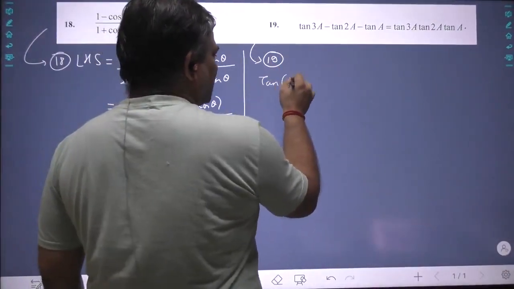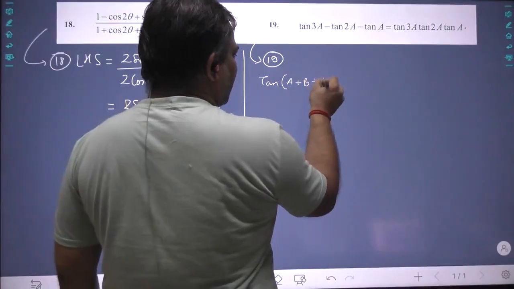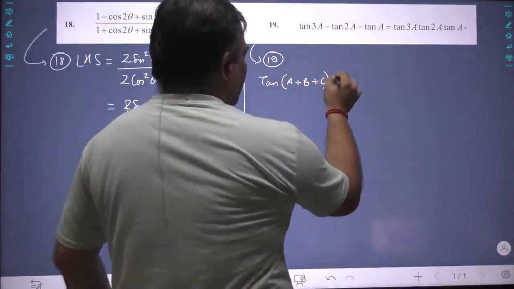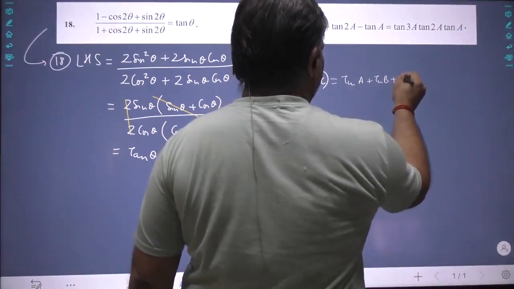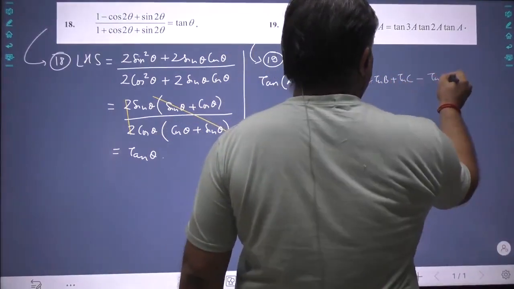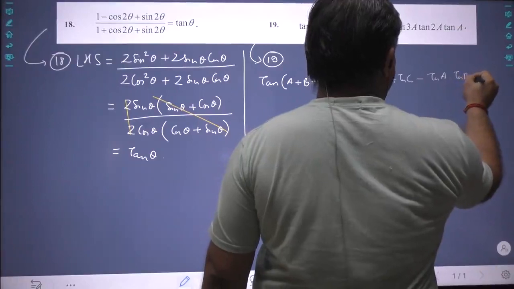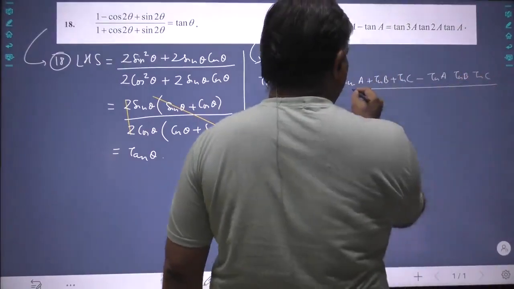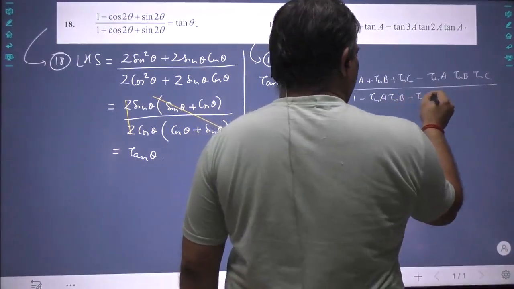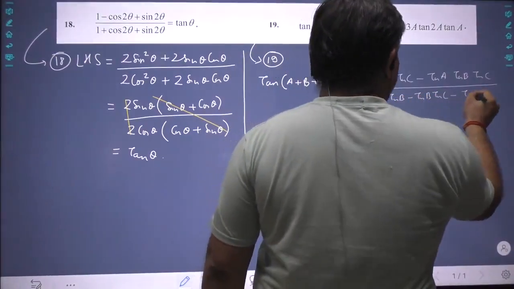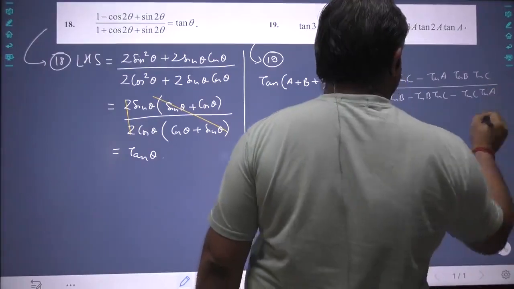Already in the last lecture I told you a formula of tan of a plus b plus c. Tan of a plus b plus c is nothing but tan a plus tan b plus tan c minus tan a into tan b into tan c, whole divided by 1 minus tan a tan b minus tan b tan c minus tan c tan a.